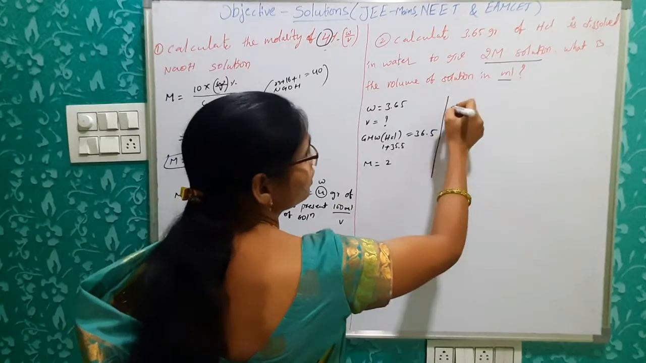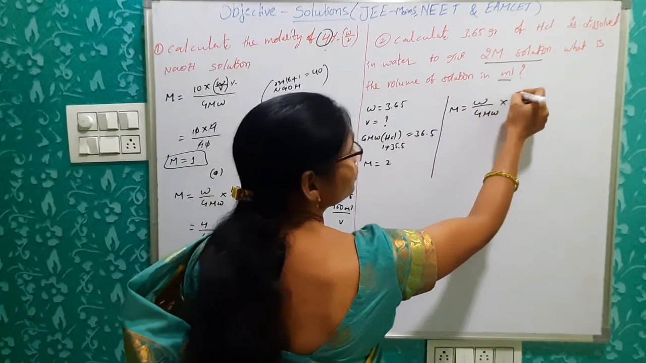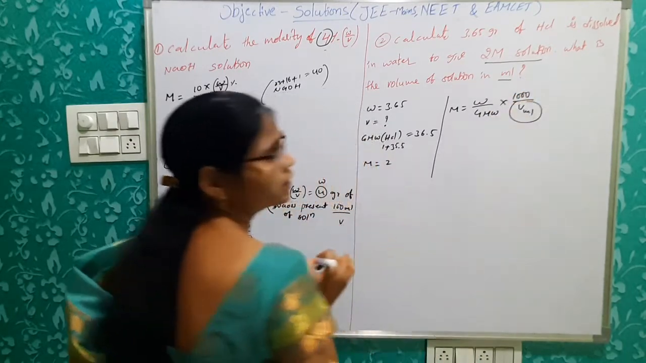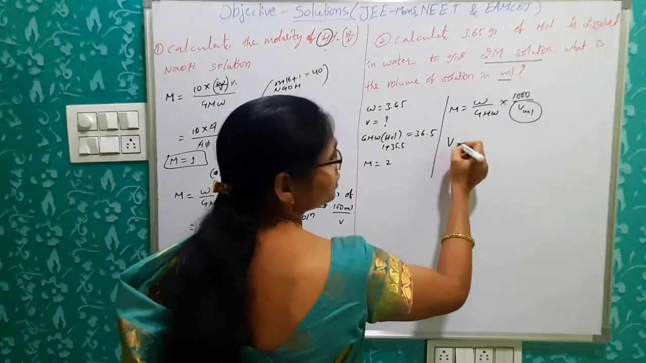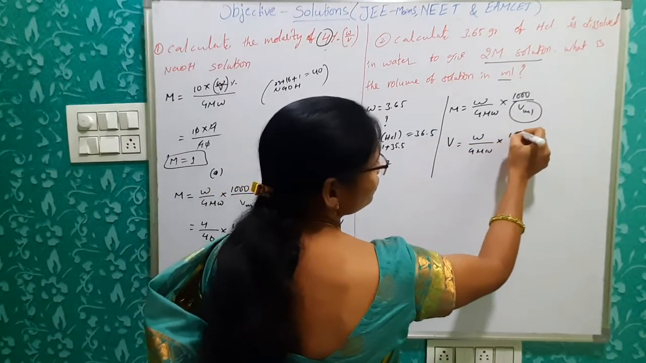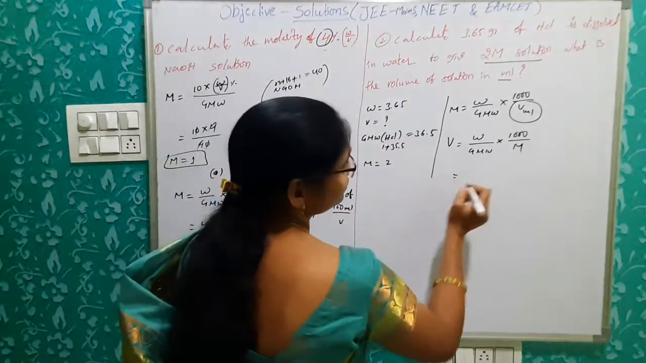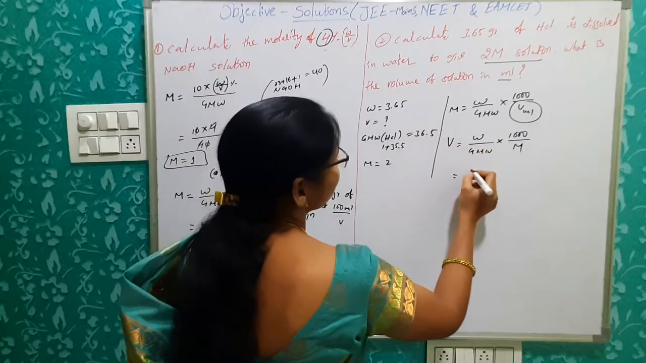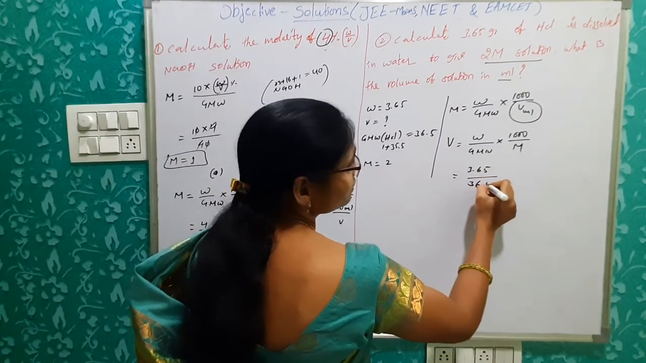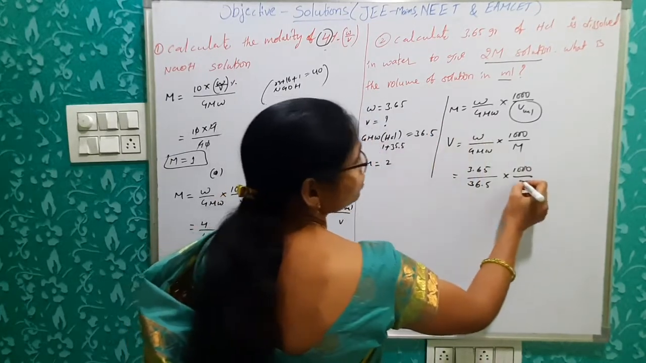So what is the formula? Molarity is equal to weight by gram molecular weight into 1000 by V in ml. We have to calculate this one. So simply V is equal to weight by gram molecular weight into 1000 by molarity. We have to change the formula. Weight is given as 3.65, gram molecular weight is 36.5, 1000, molarity is given as 2.